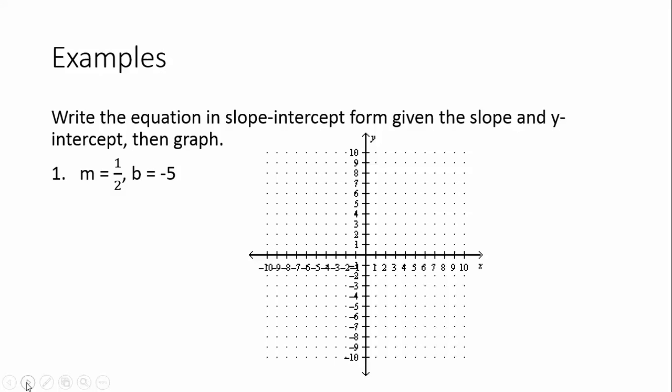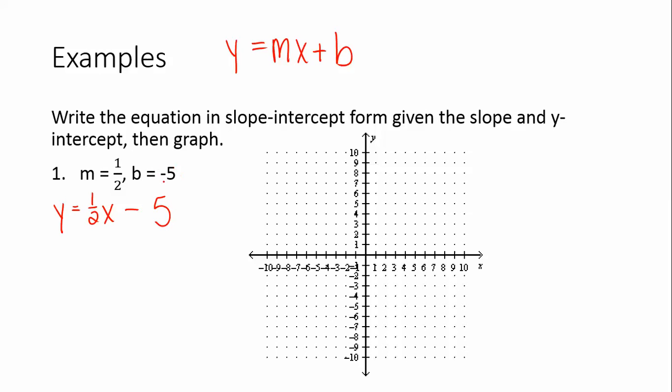So in the first example I ask you to write the equation in slope-intercept form if I give you the slope and the y-intercept, and then I also would like the equation to be graphed. So let's remember that slope-intercept form is y equals mx plus b. And in the first example, I'm giving you m and I'm giving you b. So we're simply going to plug those two values into the equation. So plugging in 1/2 for m and -5 for b gives you y equals 1/2 x minus 5.